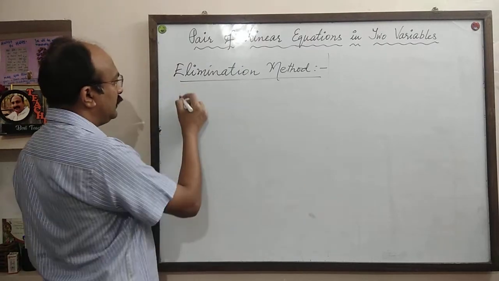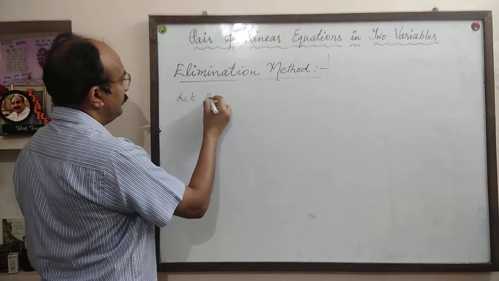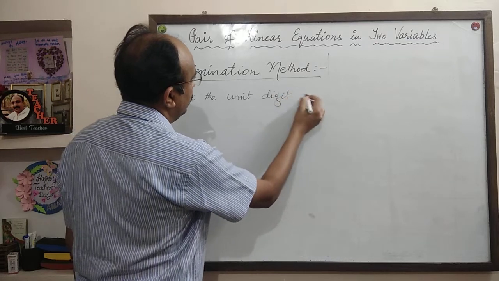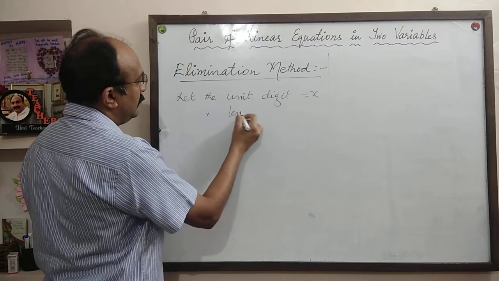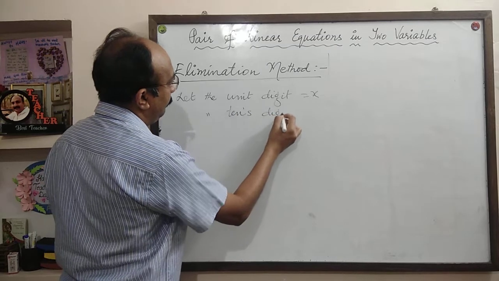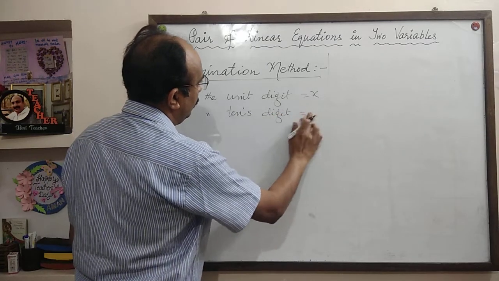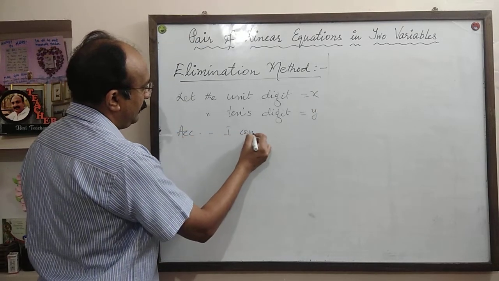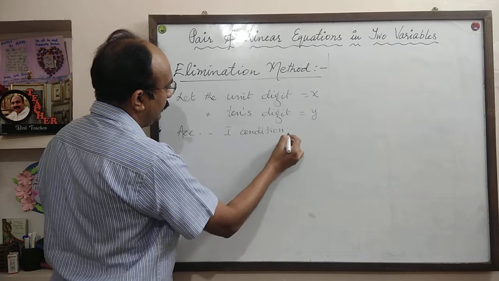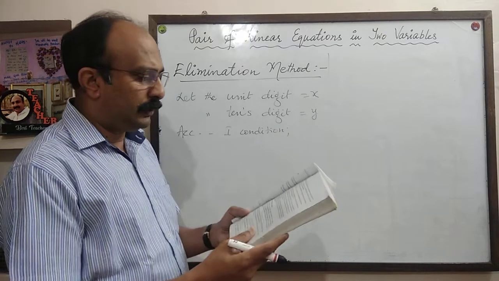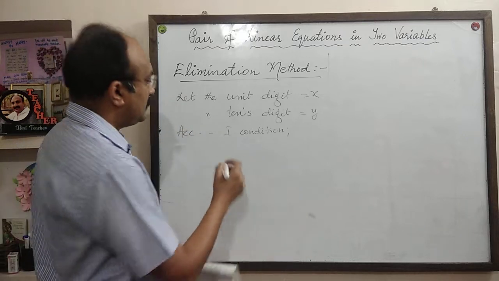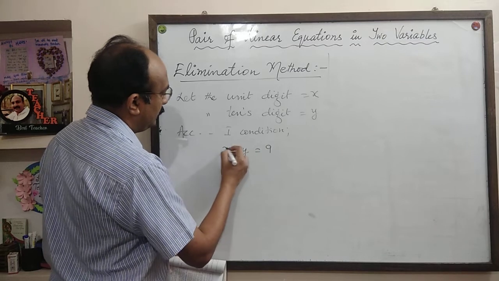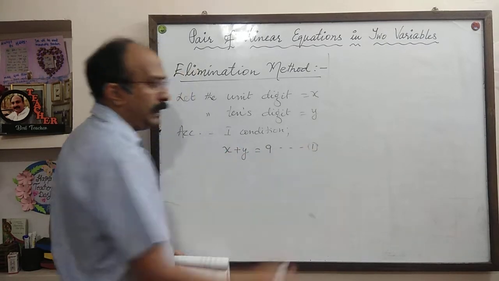So let the unit digit be x. Let the tens digit be y. According to the first condition, it is given the sum of the two digits is 9. So it will become x plus y is equal to 9. This is equation number 1.